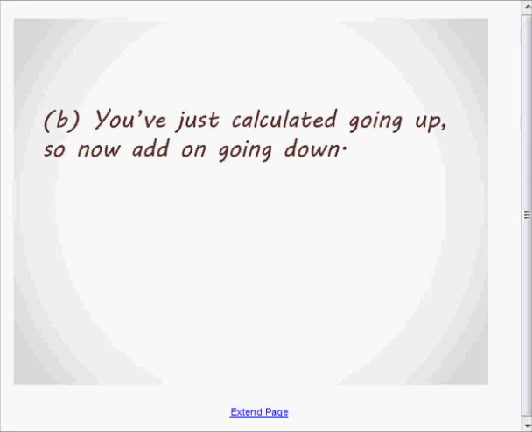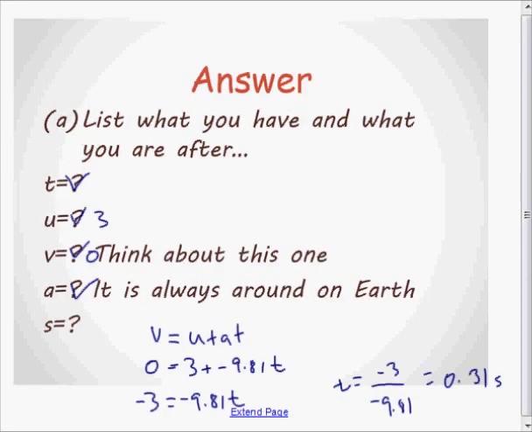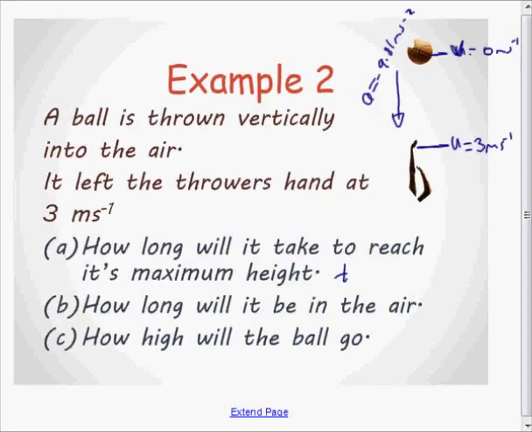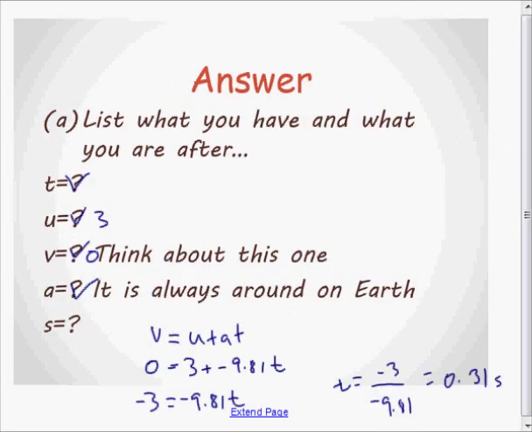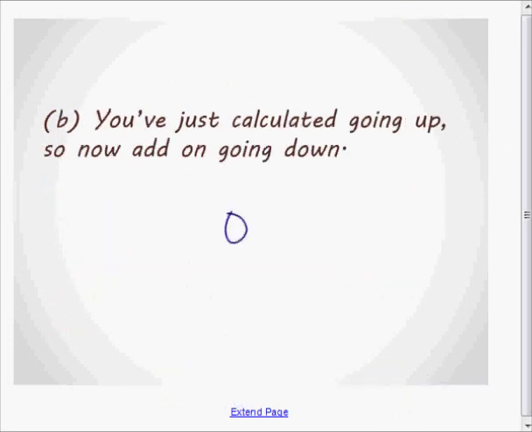We just calculated going up, so now what about going down? Let's look at the question. The question is, how long will it be in the air for? It's actually going to be 0.31 times 2, so it's going to be equal to 0.62 seconds. Same time up as it is going to be coming down.